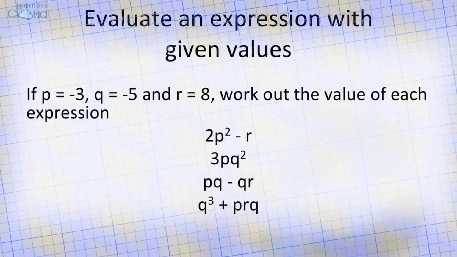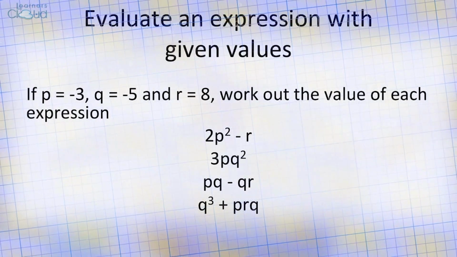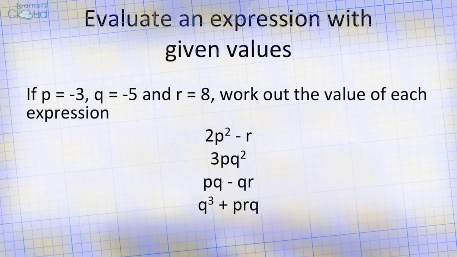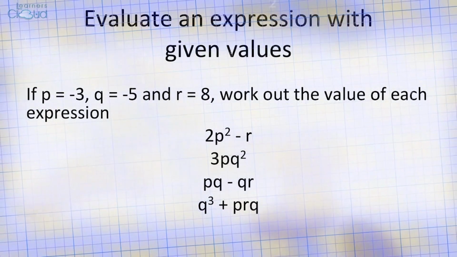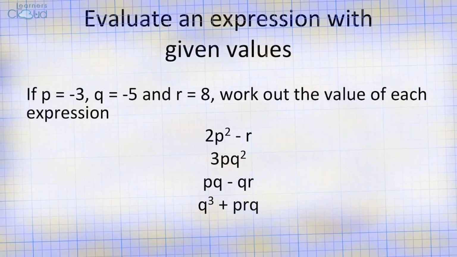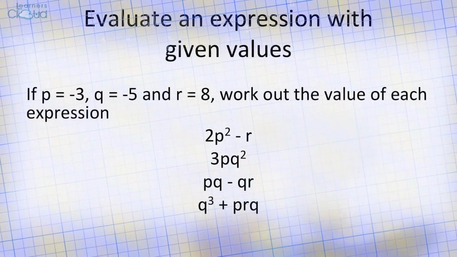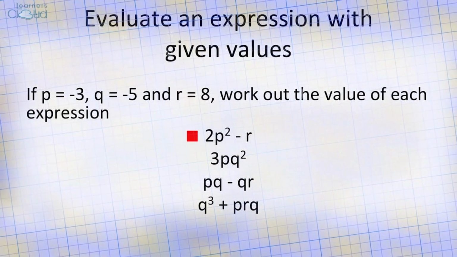Right, now in this example we're going to do exactly the same thing, except this time some of the numbers we're going to be substituting in are negative. So it's just to make sure you're happy with doing those operations with negative numbers. So in this question we're going to say that p equals minus 3, q equals minus 5 and r equals 8. And we're now going to evaluate some expressions using those values. So the first one we'll do is 2p squared minus r.